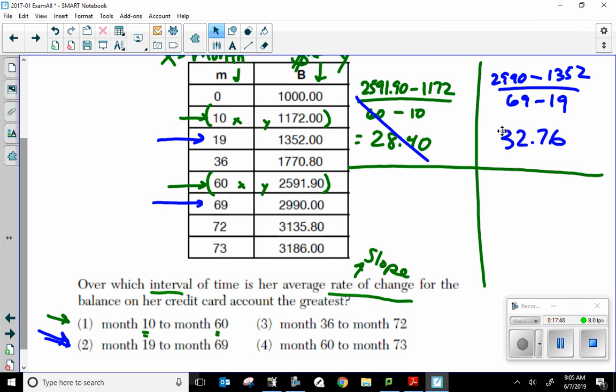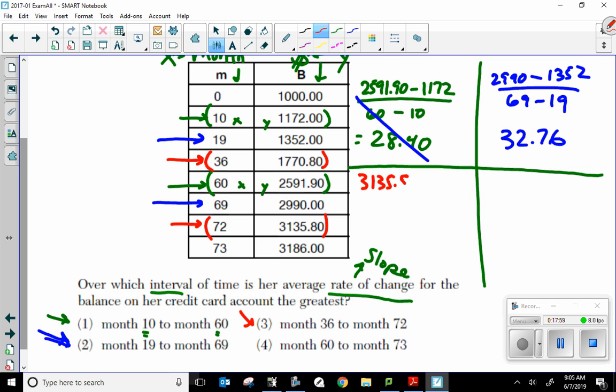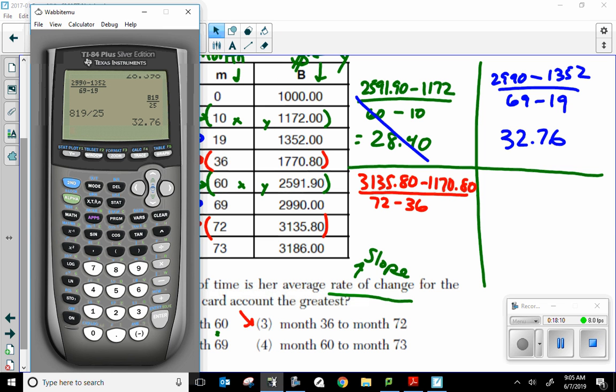Let's check out number 3 from 36 to 72. From 36 to 72. And I've got 3135.80 minus 1170.80 all over 72 minus 36. Let's put that in the calculator. Mister, it's a lot. Quit your complaining. Just do it. It's really, really easy. The calculator is doing all of this work for you.